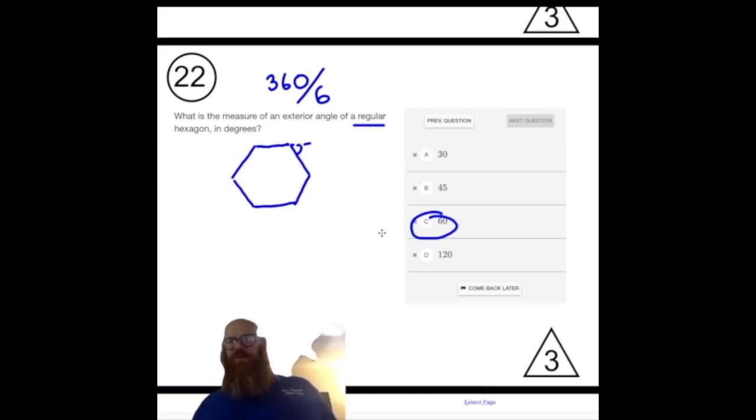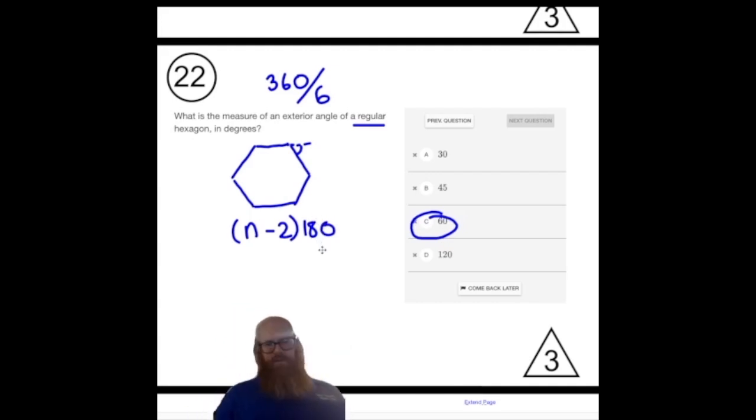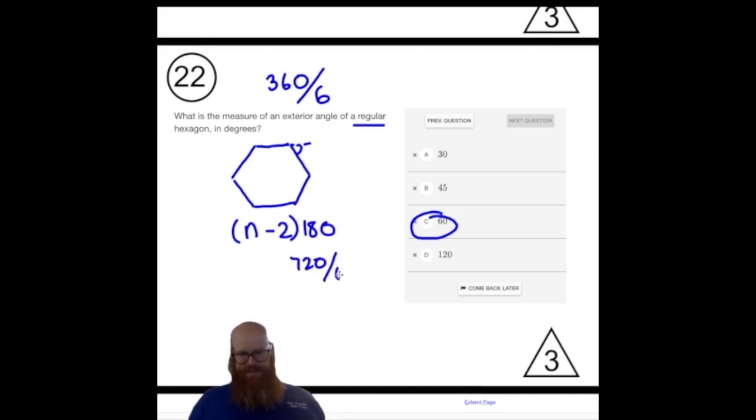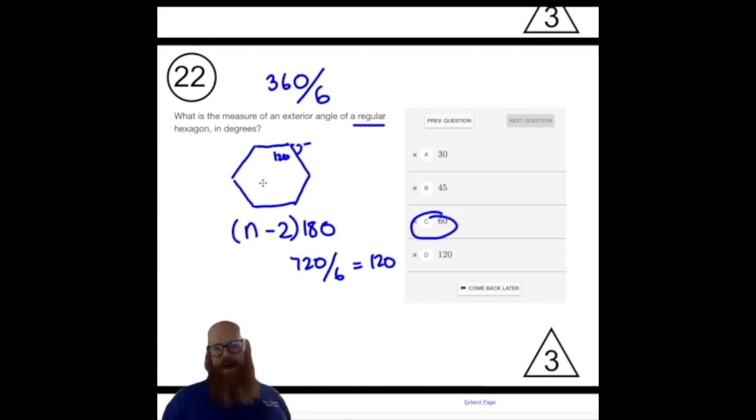The other way is if you don't remember about exterior angles, but you do remember this formula, n minus 2 times 180, that would give you the sum of the interior angles. So that's 6 minus 2 is 4, 4 times 180 is 720. And then if you divide that by 6, you're going to get 120, which is one of the interior angles. And an exterior angle and an interior angle are always supplementary, so you're just going to be back at 60. So 360 divided by 6 is clearly the easiest way, but again, it just depends on what you know.